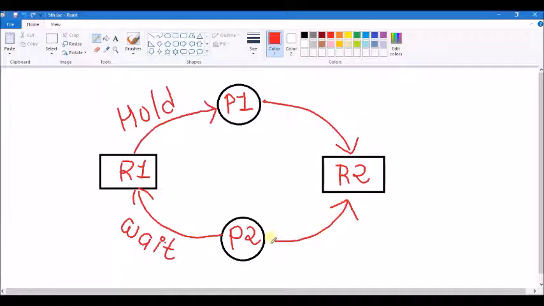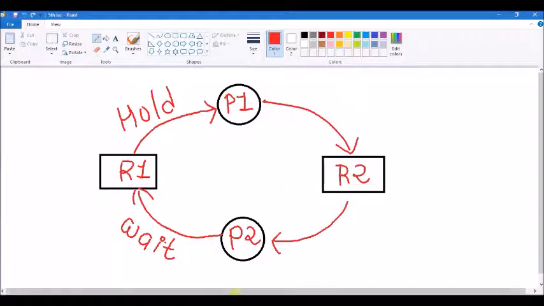So let's apply Banker's algorithm. In the first two steps, we check whether this request is valid or not, and we find that yes, this request is valid. So we follow the third step and allocate resource R2 to process P2. Now let's apply the fourth and last step of Banker's algorithm, which is the safety algorithm, to find whether, after granting this request, the system will lead to deadlock or not.